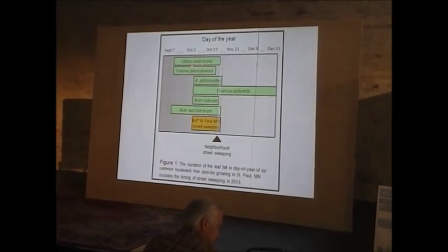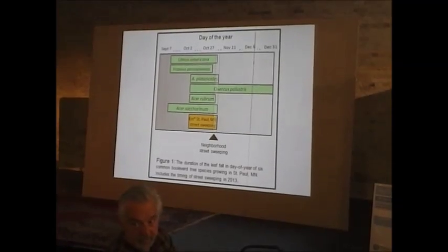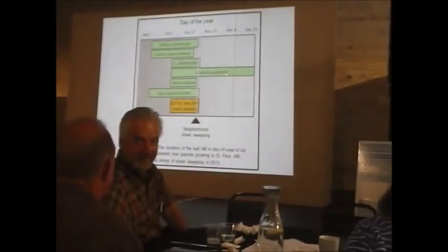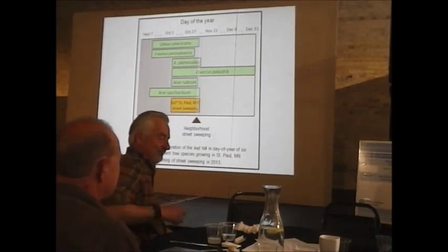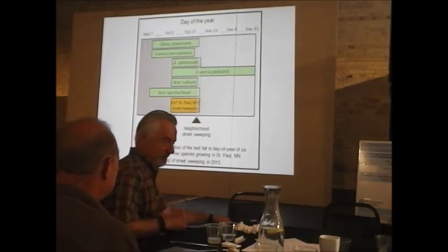So we see that some species start pretty early and drop leaves over the course of 2 months. Some have shorter time frames. Some drop all winter long, right? That's an oak, some of the oaks drop their leaves all winter.